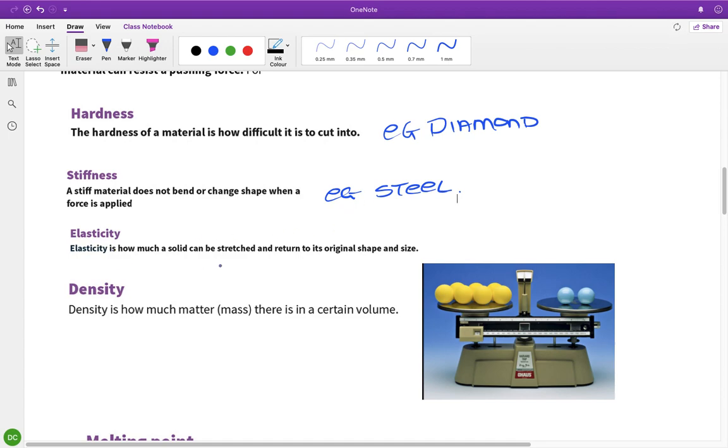Elasticity, we talked about before. It's how much a solid can be stretched and then return to its original size or shape. So if you stretch or bend a material and it returns to normal, it's elastic.